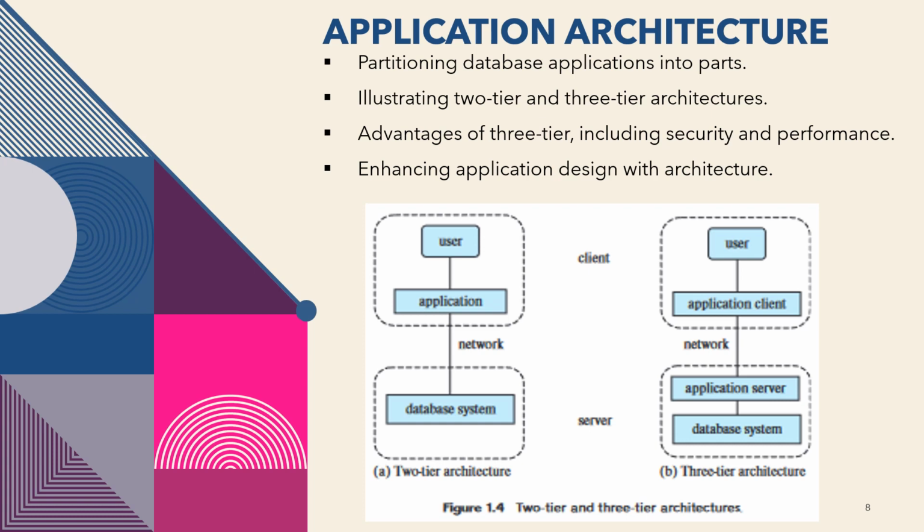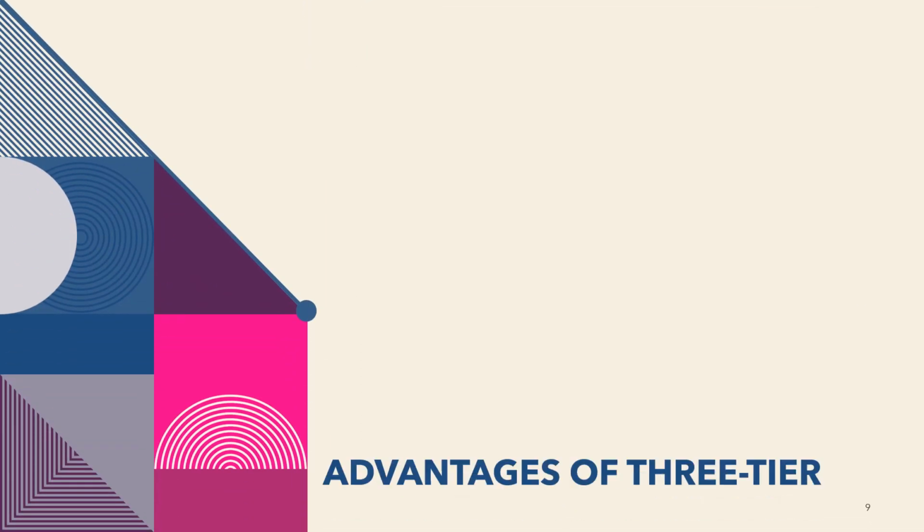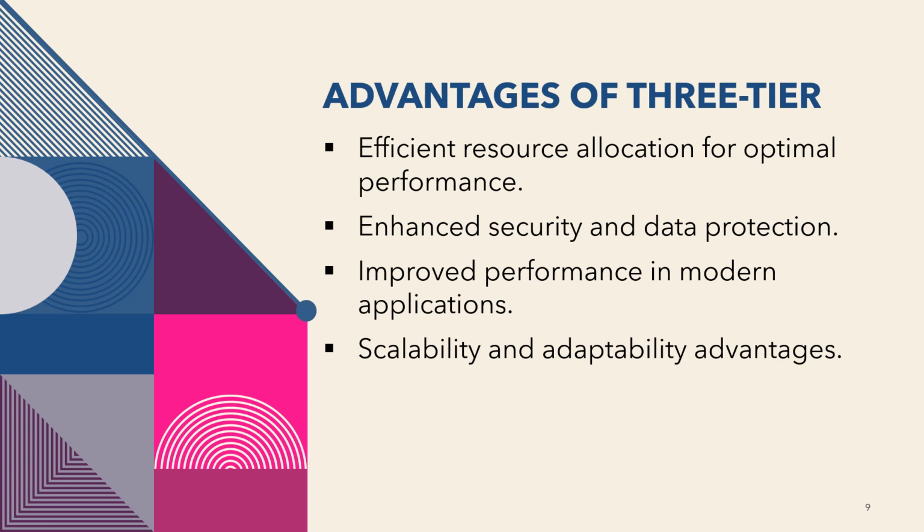We'll use Figure 1.4 to illustrate both the traditional 2-tier architecture, where the application resides at the client machine, and the modern 3-tier architecture, where the client machine acts as a front end communicating with an application server and a database system. Advantages of 3-tier. We'll highlight the advantages of 3-tier architectures, especially in terms of security and performance when compared to the older 2-tier model.